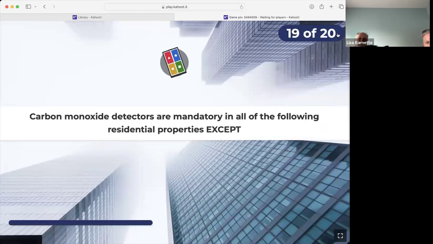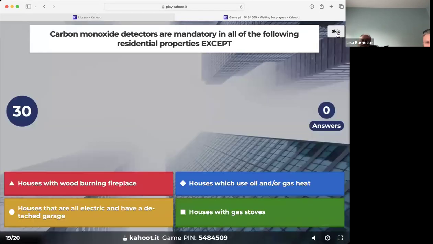Carbon monoxide detectors are mandatory in all of the following residential properties except: houses with wood-burning fireplaces, houses which use oil and/or gas heat, houses that are all electric and have a detached garage, houses with gas stoves. Now, if you're watching this and you have not yet gone over the landlord tenant chapter, which I believe this class has not yet, this one might not be automatic to you. But let's look at what the items have in common here as I reveal the answer.